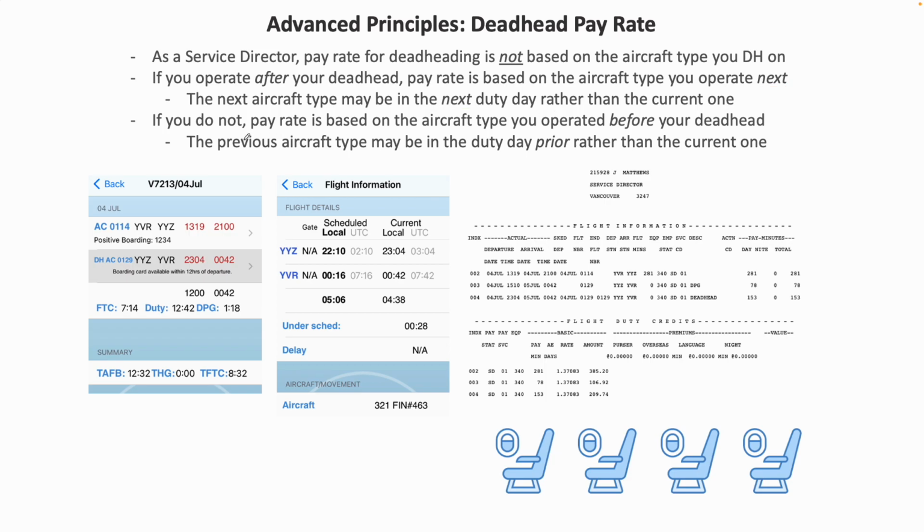If you do not operate after your deadhead, then the pay rate needs to be based on the aircraft type you operated before your deadhead. And again, the previous aircraft type may be in the duty day prior rather than the current one. So that's just something to keep in mind as well.